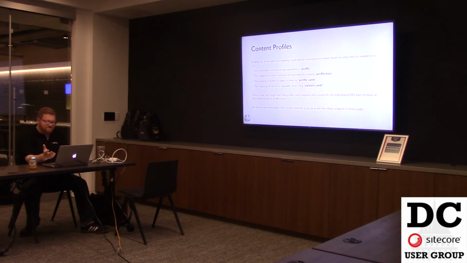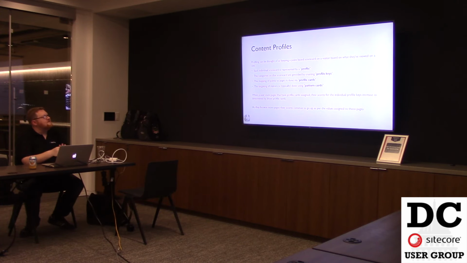Profiling can be a challenging thing to get your head around at first, but an analogy I like to use is a scorecard, right? Each individual scorecard itself would be represented by a thing called a profile, and that can represent things like a site visitor, or a certain product interest, or something like that. The categories in that individual scorecard are then provided by these things called profile keys. So if your profile is pet interest, your profile keys might be cat, dog, iguana, fish, rock.